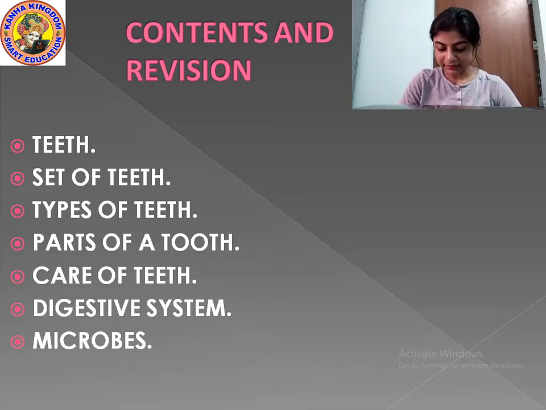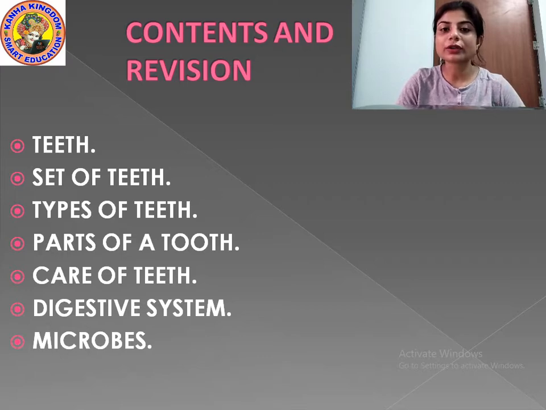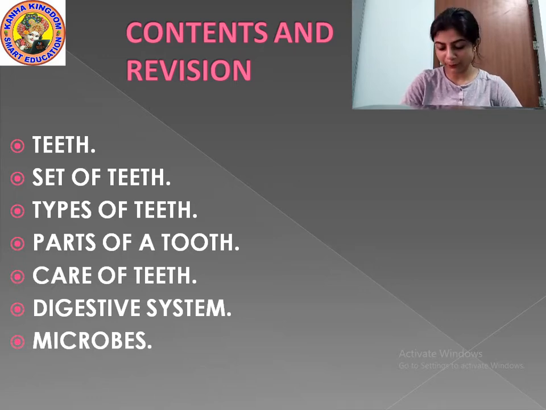And there are 8 premolar teeth in our mouth. How many premolar teeth are there? There are 8 premolar teeth in our mouth, 4 on the upper jaw and 4 on the lower jaw, and these are used for crushing the food. The function of the premolars is crushing the food.